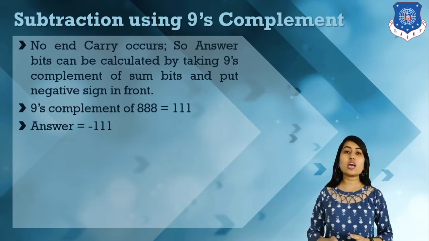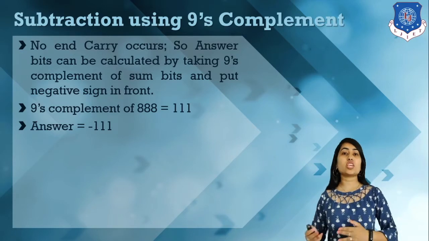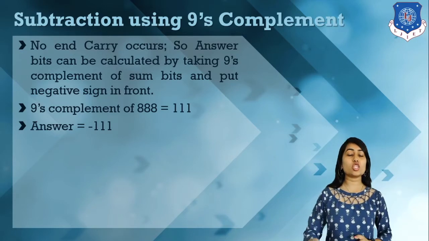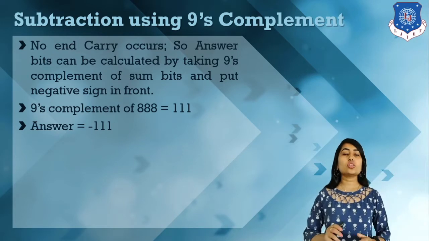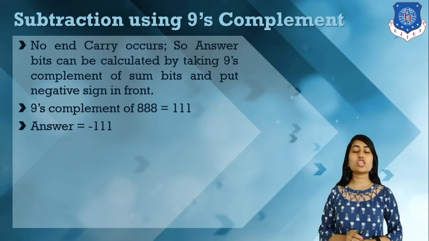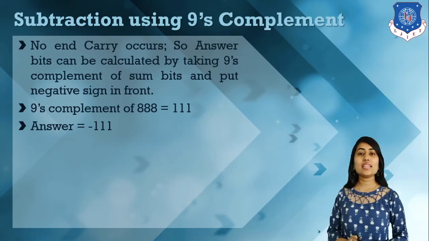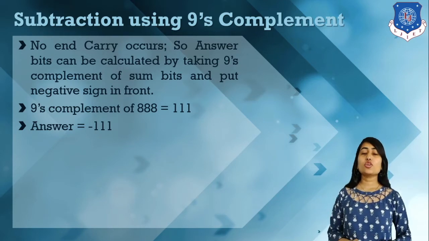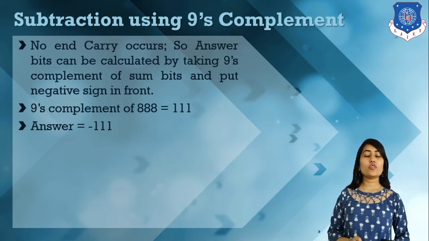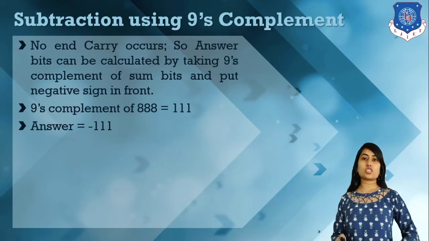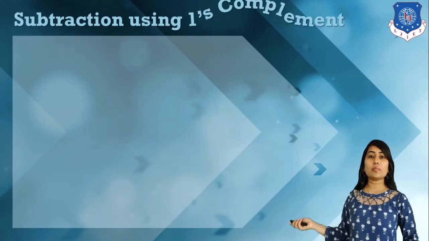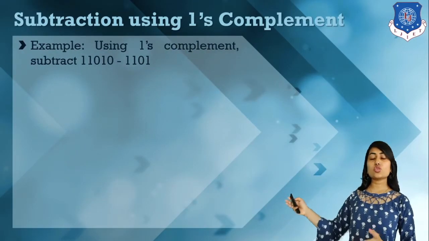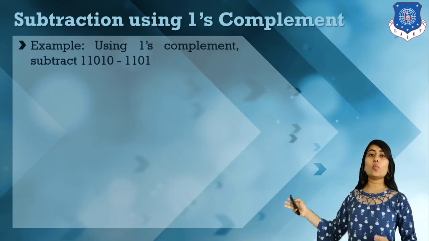So this is how we can perform subtraction using 9's complement whenever the first number is less than the second number. Now let's discuss binary numbers. For binary numbers, we have to perform subtraction using 1's complement. Let's discuss this with an example: perform subtraction using 1's complement of these two binary numbers.